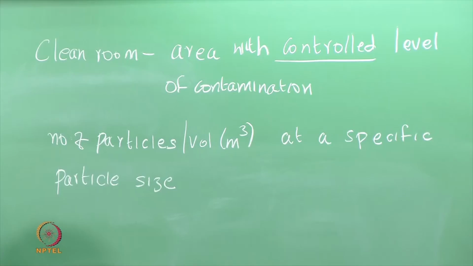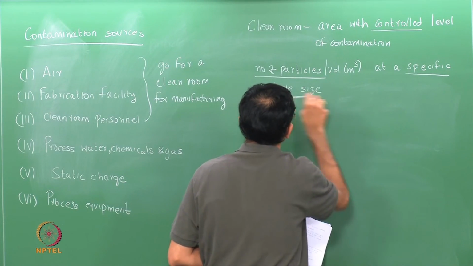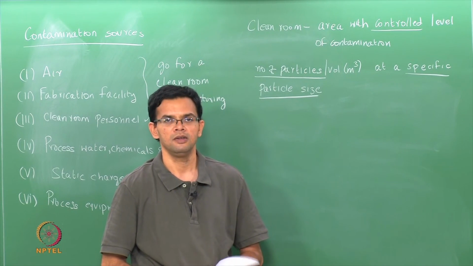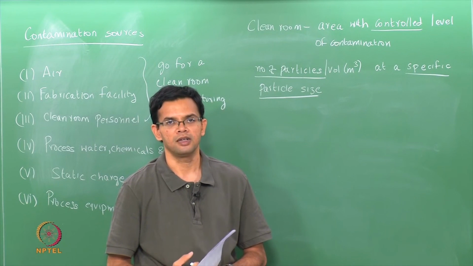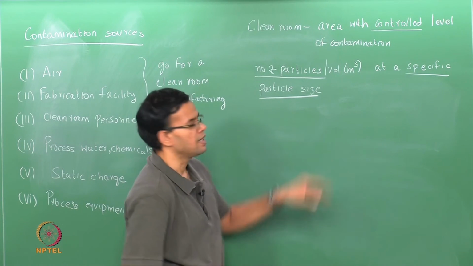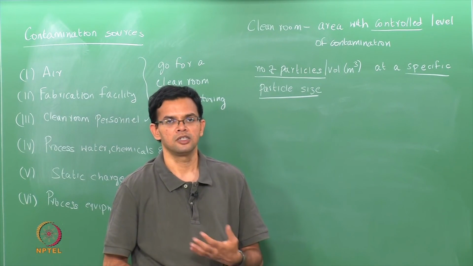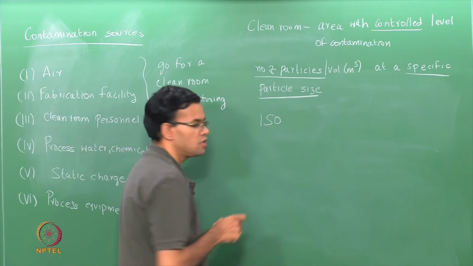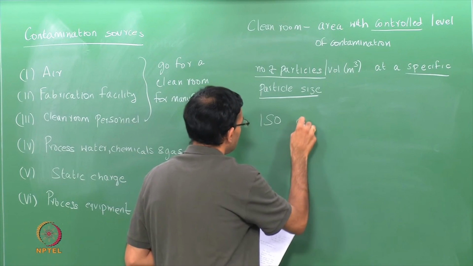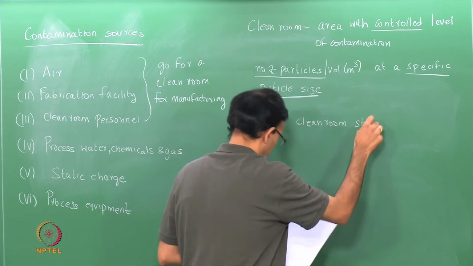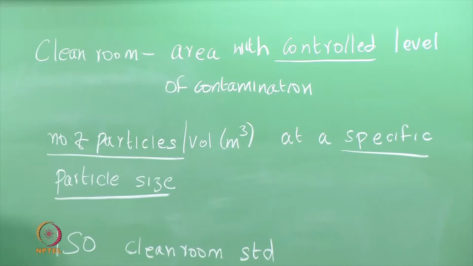So we not only mention the number of particles, but we also specify the size of the particles. So remember, with increase in IC technology, we have smaller and smaller particles because we have smaller and smaller device dimensions. So, we need to have contamination or the defect sizes should be of the order of nanometers. There are different standards. The most common standard is the ISO clean room standard, which mentions the size of the particles.